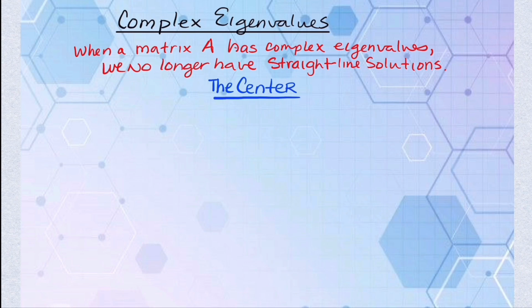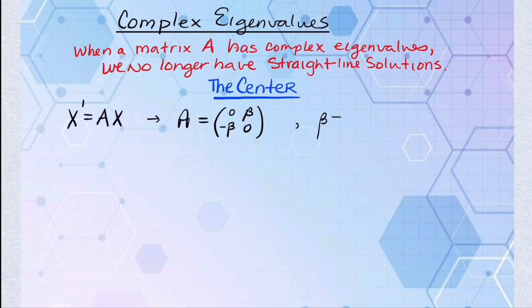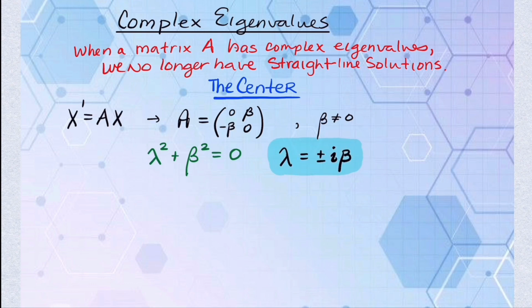The phase portrait associated with complex eigenvalues we'll start with is called the center. And the matrix usually takes on the form 0, beta, negative beta, 0, where beta is not equal to 0. This gives us the characteristic equation lambda squared plus beta squared equals 0, and lambda is equal to plus or minus i beta, i being the square root of -1, the imaginary unit.